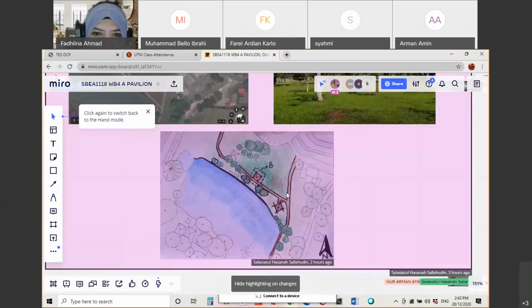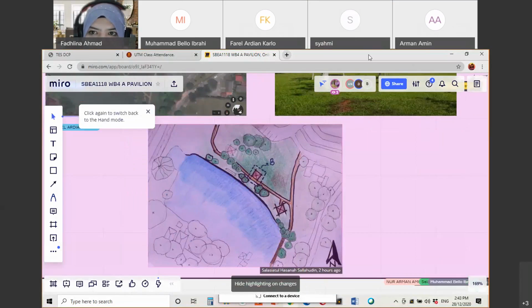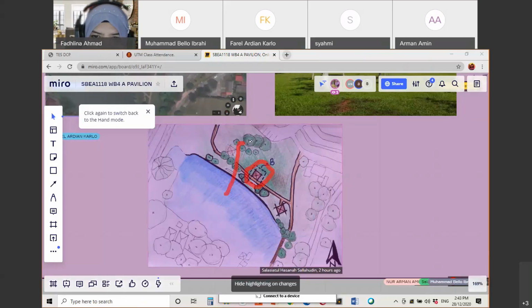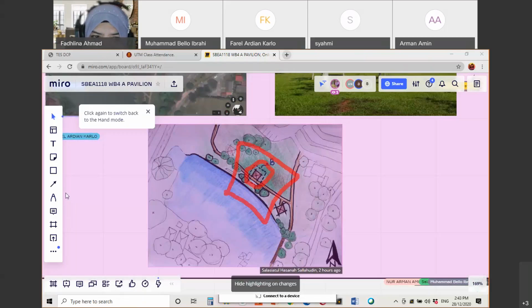Okay, Arman, last time we said that this boundary line is not here anymore, right? So you just delete this boundary line, okay? Then you put it here again after you have deleted this boundary line, because there is no boundary line. It can be over here. Can you see this one?